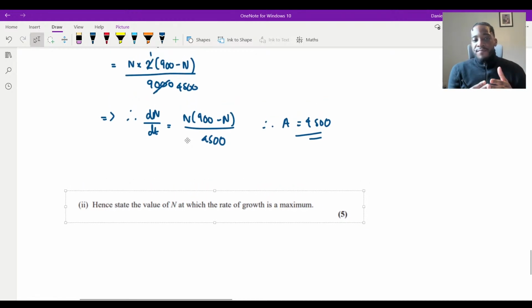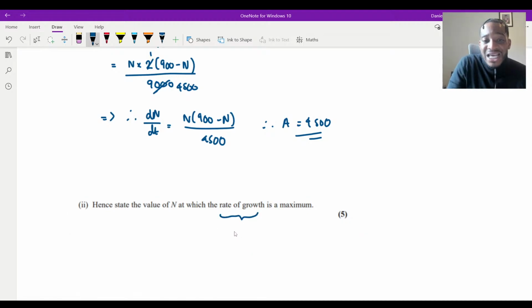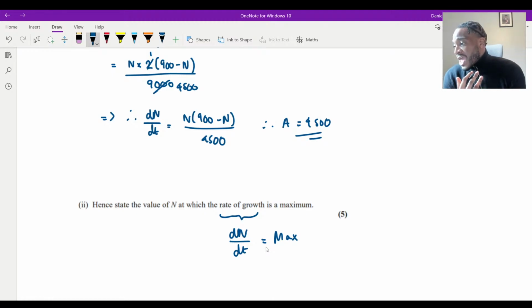Now, remember, some of you may be thinking you see maximum, you differentiate, make equal to 0, right? But be careful. It says when the rate of growth is a maximum. Your rate of growth is dn by dt. So there's no need to differentiate if that's what you were thinking. You need to look at where this is at its max. So all you're going to do is look at your graph, or look at your expression for dn by dt, and ask yourself when that is at a max.